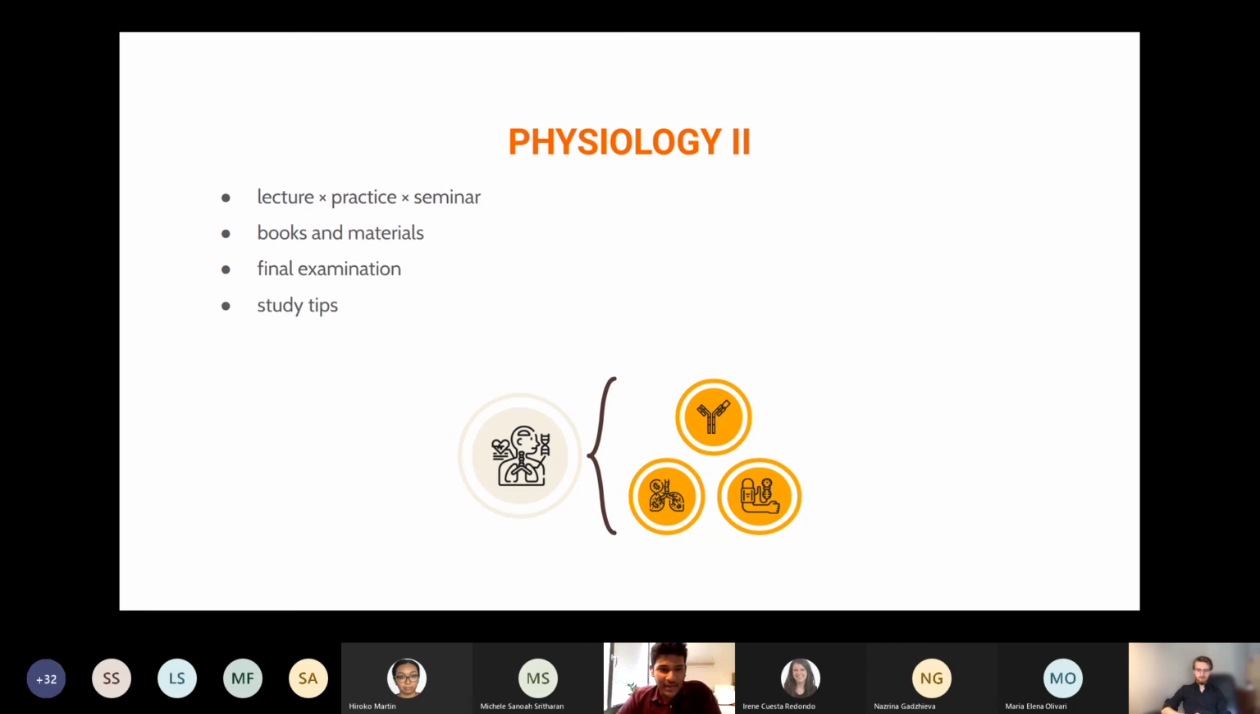I empathize that people get lost in all the information and don't know what to study from. My advice is pick one or two. I know that some books are better for some chapters. I don't know about Johannes and Hiroko, but for me personally, the best book was Costanzo. It was nice and small.